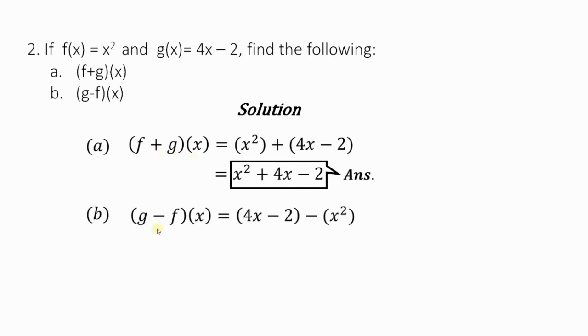For B, we have g minus f of x. So this time around you have the function g, which is 4x minus 2, minus x squared. If you also do your grouping of like terms, you have minus x squared plus 4x minus 2 as the answer, which is a new function, and that function is g minus f of x.